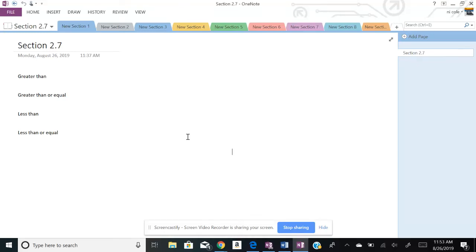Hi, and welcome to section 2.7, which is about inequalities. Okay? And inequalities are what we know as like the alligator. So remember, the alligator likes to eat, say, the larger fish.